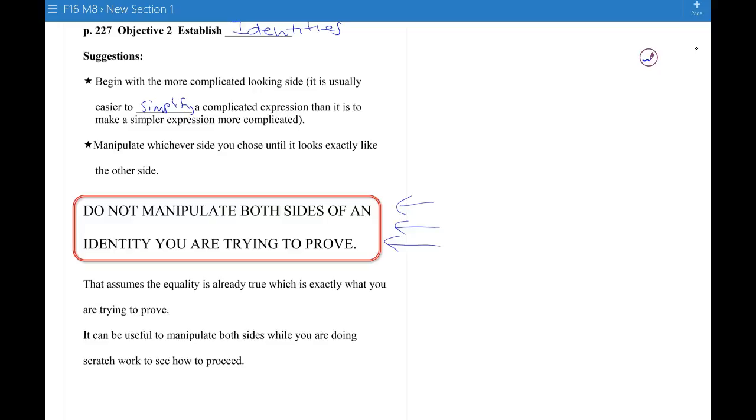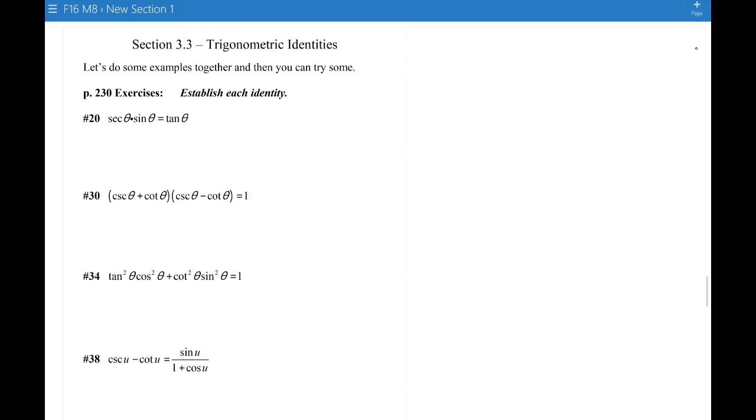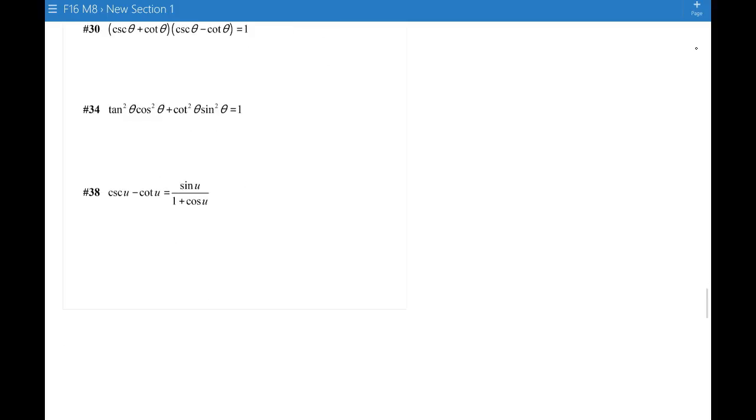So it can be useful to do scratch work where you manipulate both sides so that you can see why they're equal. But when you're doing a proof, you choose one side or the other, you work on that side until it looks exactly like the other side. So we'll do lots of examples together, and we'll do these in class, and then I'm also going to have a worksheet for you to work on.